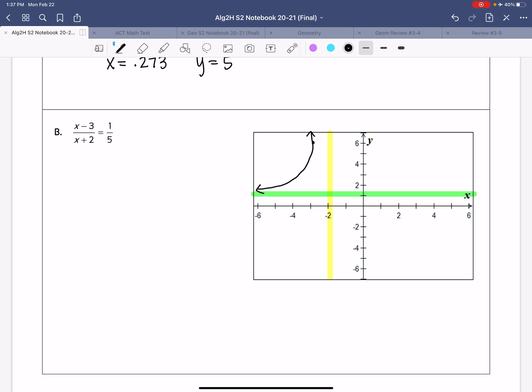We could pick 0, I guess, could be nice. 0 minus 3 is -3. 0 plus 2 is 2, so I get -3 halves. So that's right here. Let's go ahead and get our other intercept. So our other intercept would be at 3. Take your numerator, set it equal to 0. So that's going to give me 3. Okay, connect those.